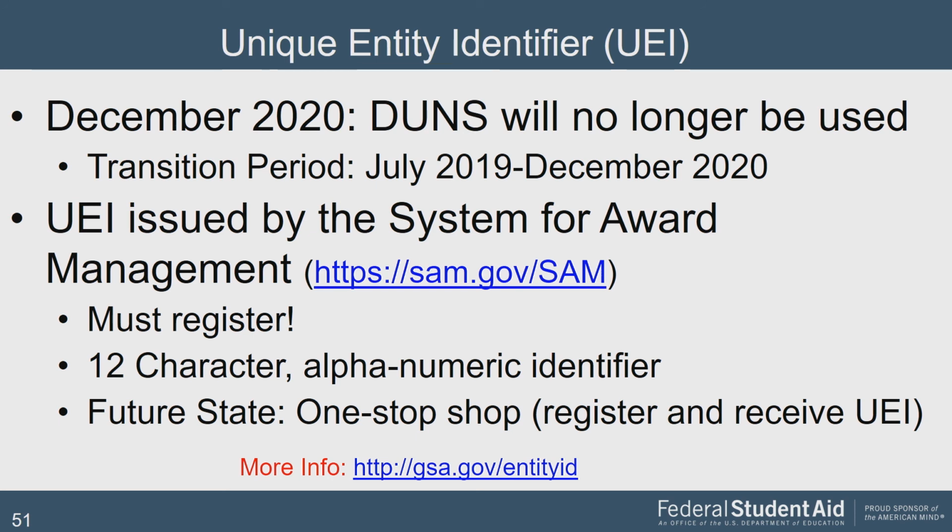So the UEI is issued by the System for Award Management, or SAM. This is going to be a little different because you must register. It's going to be a 12-character alphanumeric identifier, and it's the information about that. There is no EA posted on this yet, although it is in draft version form.